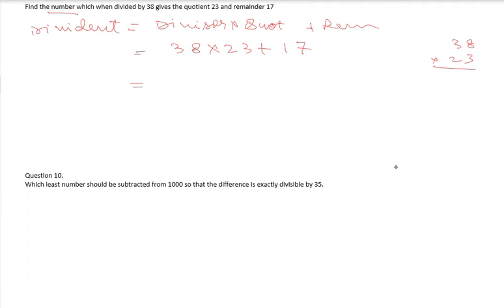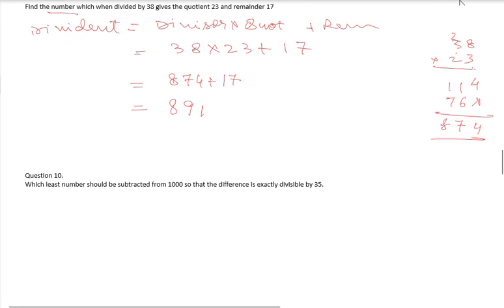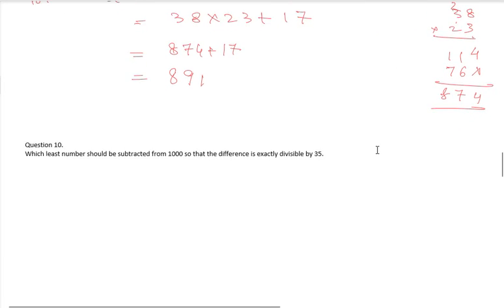So 8 3s are 24, 2 carry, 9 plus 2 is 11, and this is 76 I believe. 4, 7, 8. So 874 plus 17. So that's 198. That is 891.